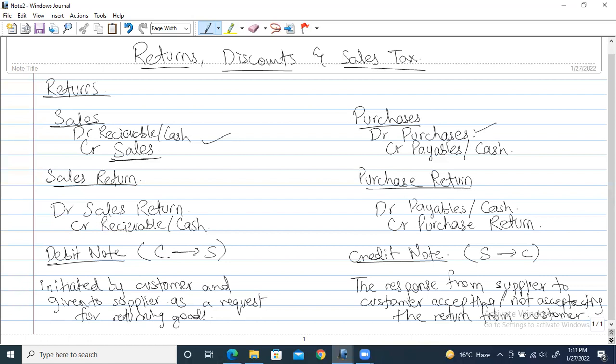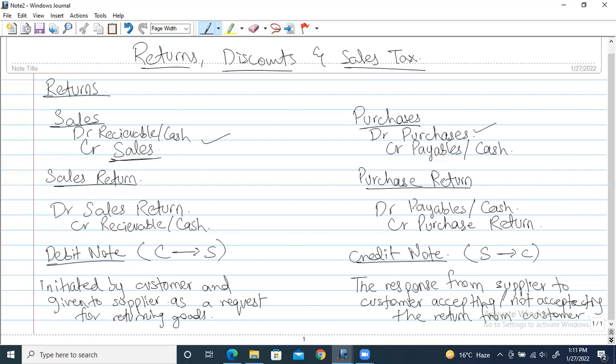Okay, so this is the correct treatment. Again, I'm repeating, debit note was when the customer initiated the return, right? He raised a document to the supplier requesting him that please accept my returns. Okay, and credit note is the reply from the supplier to the customer that, okay, I've accepted your return, or please send the goods back, the ones that are wrong. I'll refund you the amount or I'll decrease your payable. Okay, and I'll adjust it afterwards in the future. So these are both things, debit note and credit note.